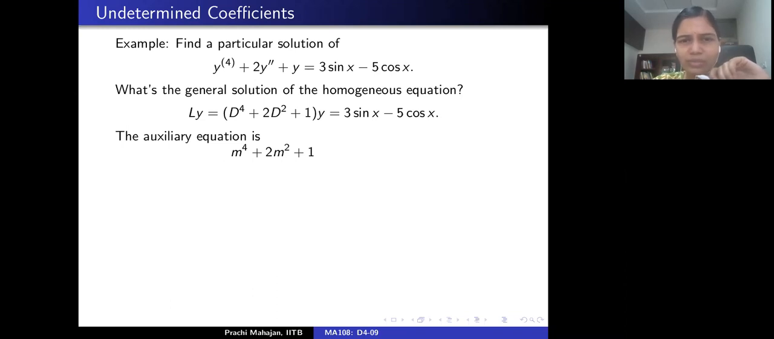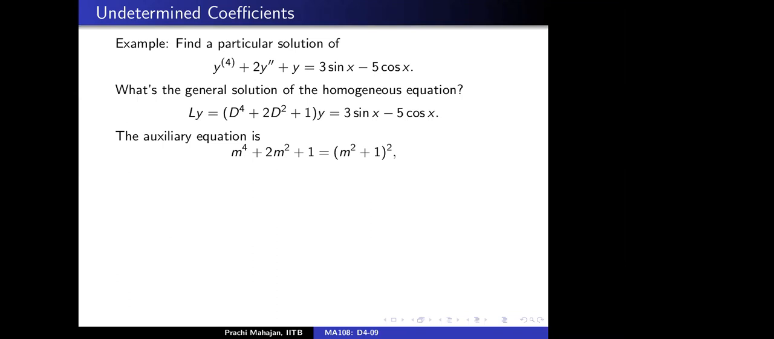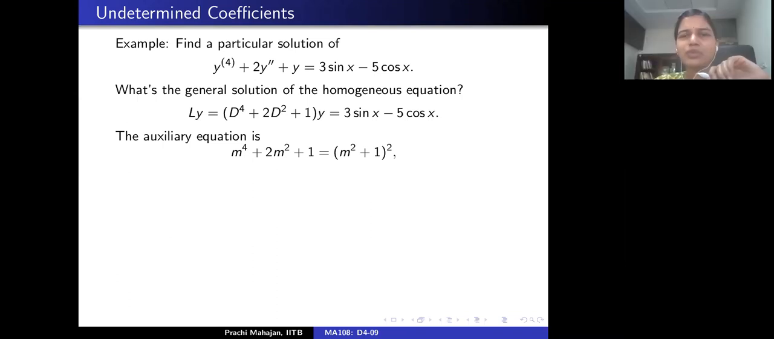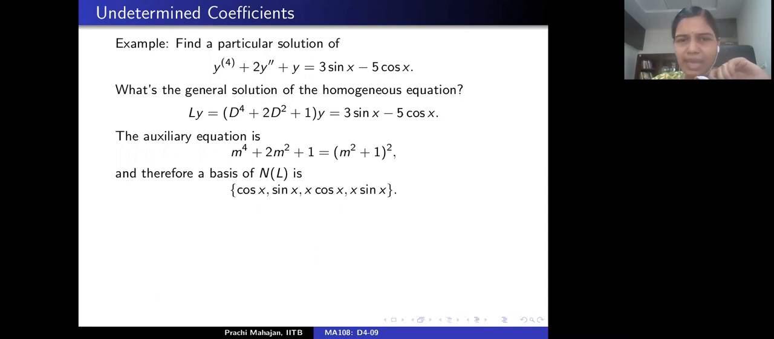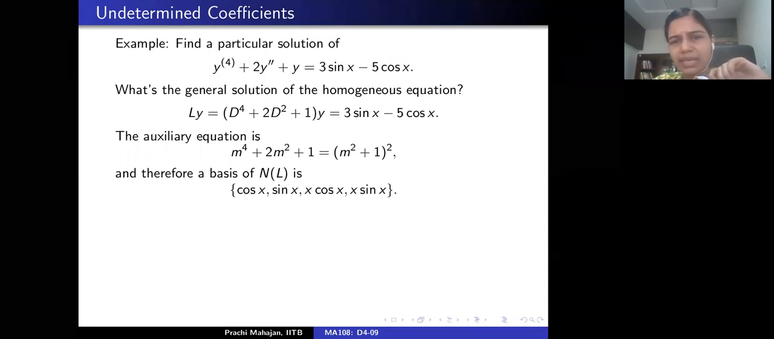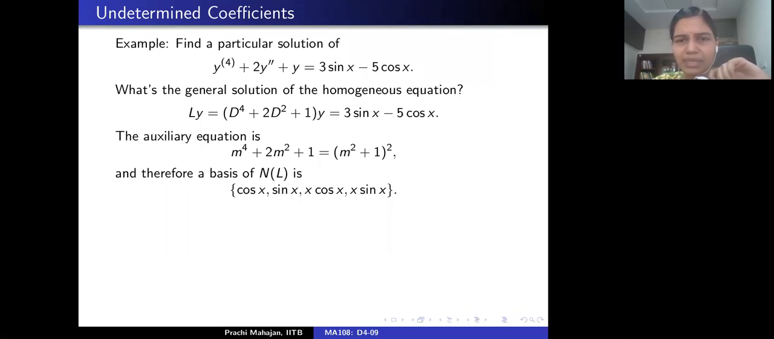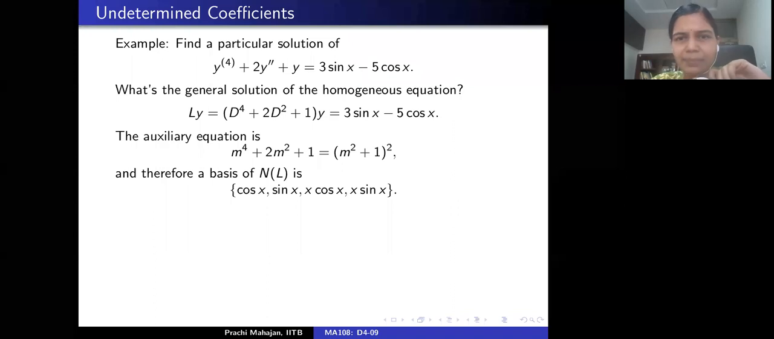And what are the roots of this equation? The roots are minus iota and iota. It is m square plus 1 whole square, which means that one can write down a basis of the null space of the homogeneous equation, right? What is that in this case? Cosine x, sine x, and you will also have x cosine x and x sine x, because plus minus iota are the roots with multiplicity 2, correct? Is that okay with everybody present here?